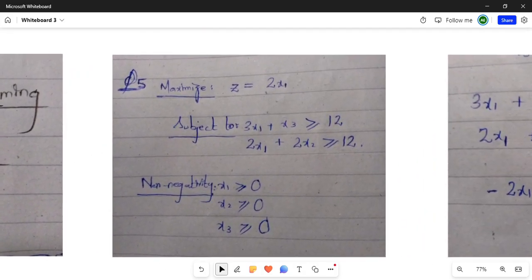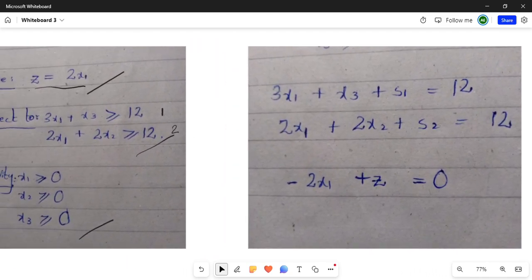We have the question. In linear programming there are three parts of a question. The first one is the objective function, the second one is the constraints, and the third one is the non-negativity values. Here we have the objective function z equals 2x1, which is a maximization function. We have two constraints. The first one is 3x1 plus x3 greater than or equal to 12, and the second one is 2x1 plus 2x2 is greater than or equal to 12. And we have the non-negativity values, that is, all the variables are greater than or equal to 0.